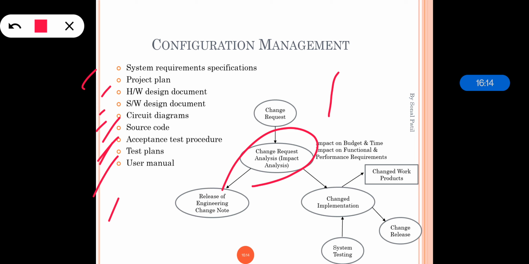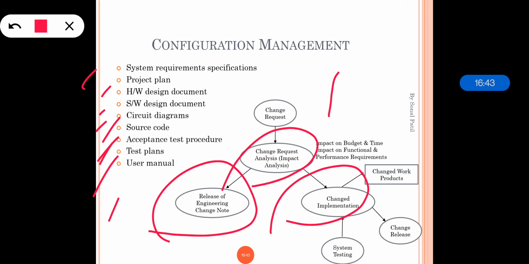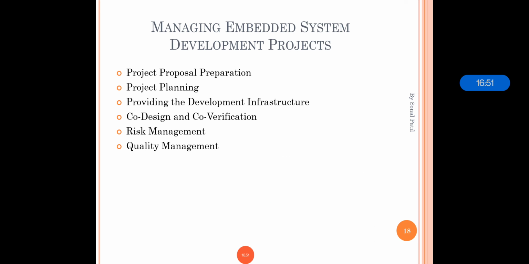After the analysis is done by the project manager and team, they will check all the requirements. If the change is acceptable, then an ECN, engineering change note, has to be released and prepared, and the corresponding work product has to be modified. The accepted change has to be communicated to all the employees concerned. In many projects, the number of ECNs will be in the hundreds, so the project manager has to keep track of them. Now after that the implementation is done, the testing is done, the change release is done, and the work product which is changed is made available. So that is configuration management.